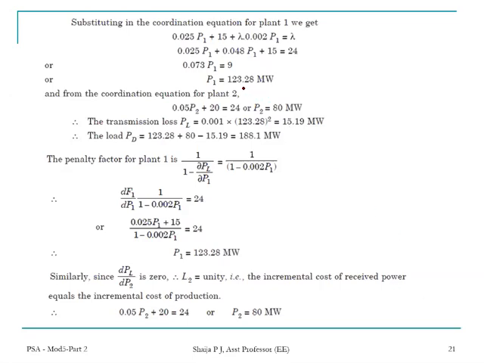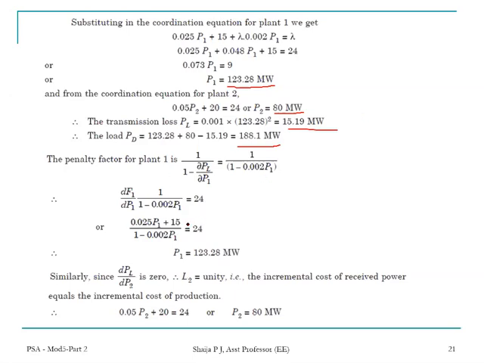P1 is 123.28, P2 is 80 megawatt, PL is 15.15, and the total demand is 188.1 megawatt. Okay, now we can do it with the help of the penalty factor also. Here we have done it with the coordination equation. If you are applying the penalty factor equation, the penalty factor for plant 1 is 1 by 1 minus dou PL by dou P1. So 1 by 1 minus dou PL by dou P1 was 0.002 P1.